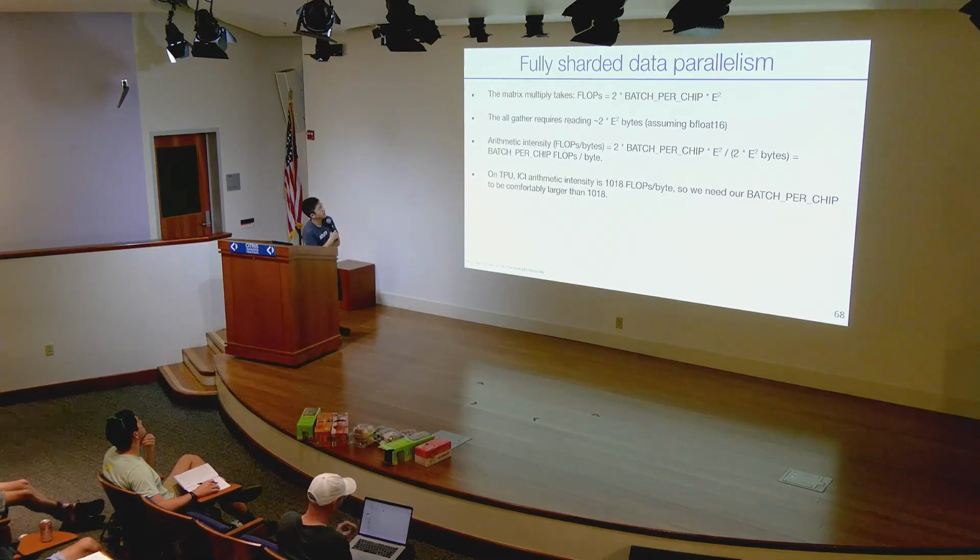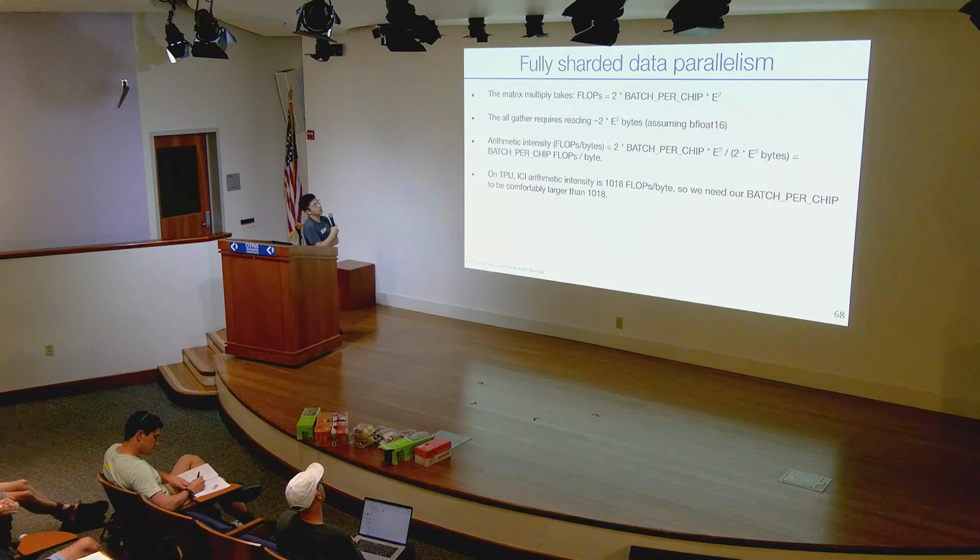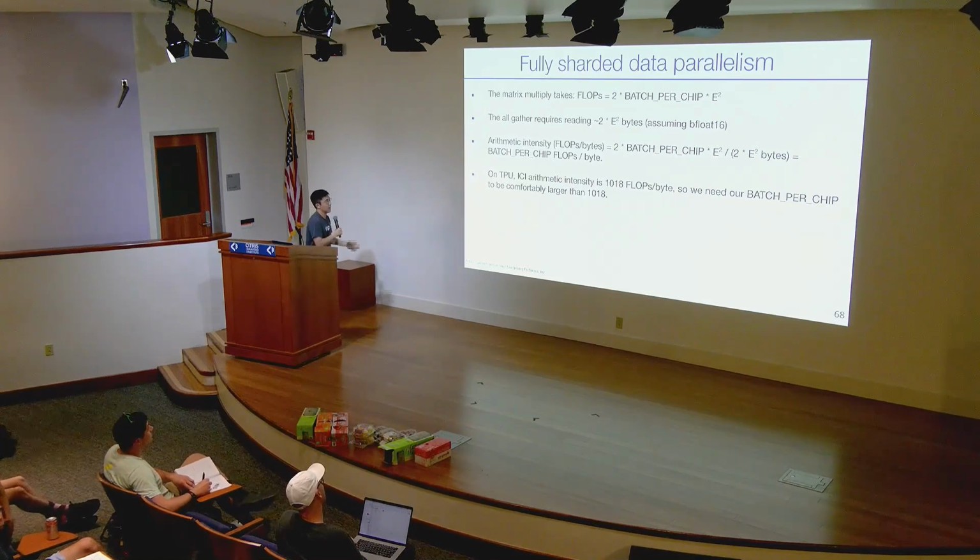And then arithmetic intensity, which is a metric that's pretty commonly used. This is essentially the ratio of the number of flops for my computation and the amount of communication I need to do. So it's just the first bullet point divided by the second bullet point. This turns out to be equal to just batch per chip, in flops per byte. It's like B essentially.